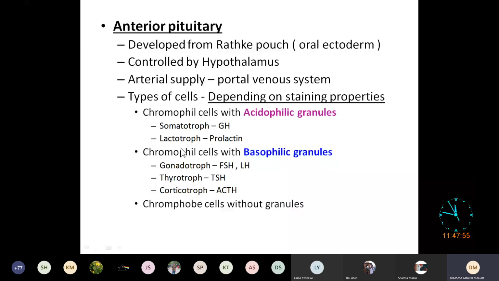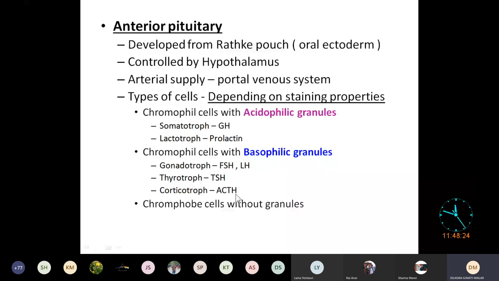And then the basophilic granule cells are the gonadotroph, thyrotroph, and the corticotroph. The gonadotroph cells secrete the follicle stimulating hormone and luteinizing hormone. Thyro means the thyroid, isn't it? So that's why the thyrotroph will have the thyroid stimulating hormone. And corticotroph is for the adrenal, and it will produce the adrenocorticotrophic hormone.